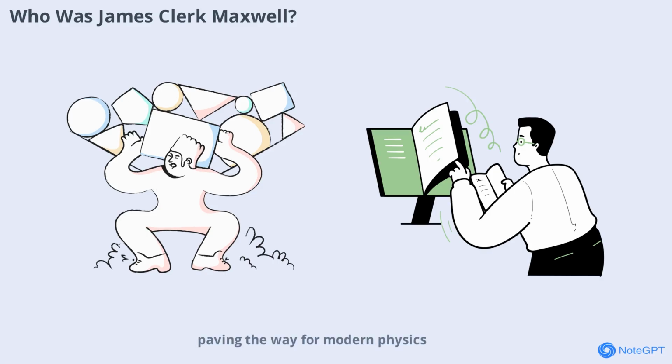Maxwell's equations not only explained existing phenomena but also predicted the existence of electromagnetic waves, which include visible light. His legacy continues to influence technology from radio to smartphones. Understanding the man helps us appreciate the profound impact of his work on science and society.